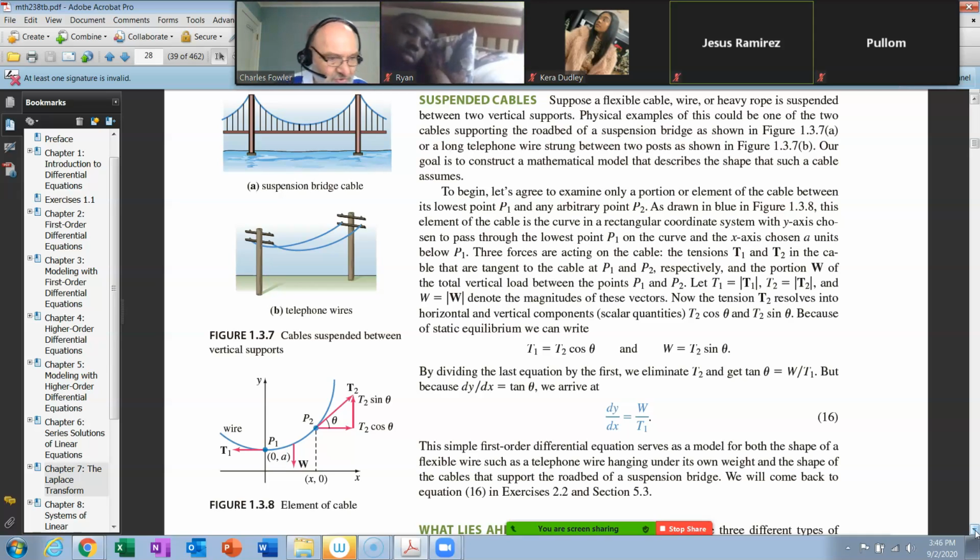Anyway, we'll pick up with suspended cables next time. I'm probably spending too much time in this, but I'm just trying to show you different examples of differential equations and how they are used in all sorts of fields.